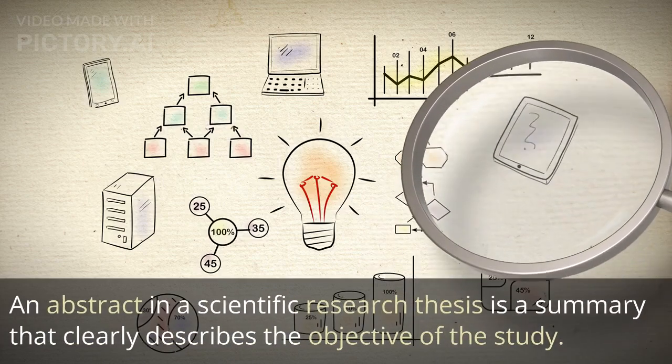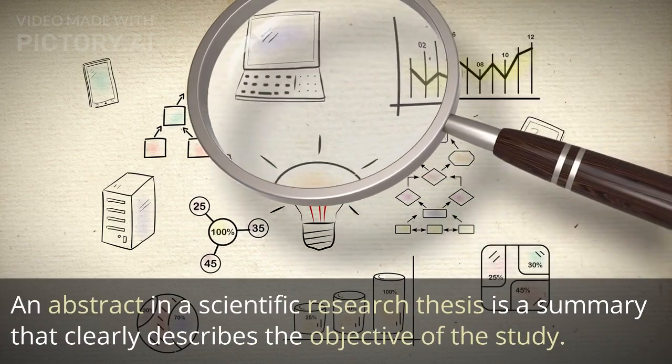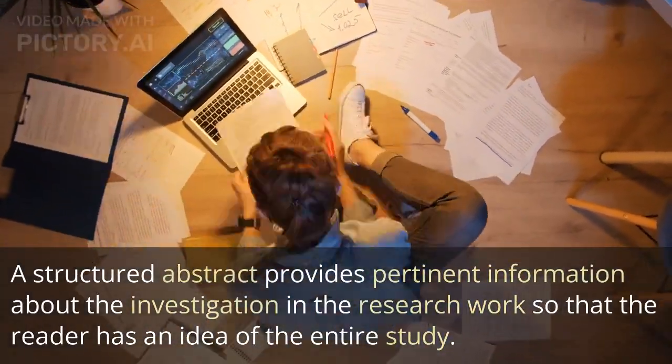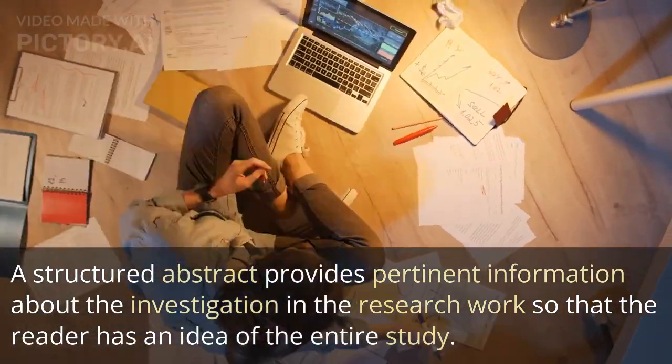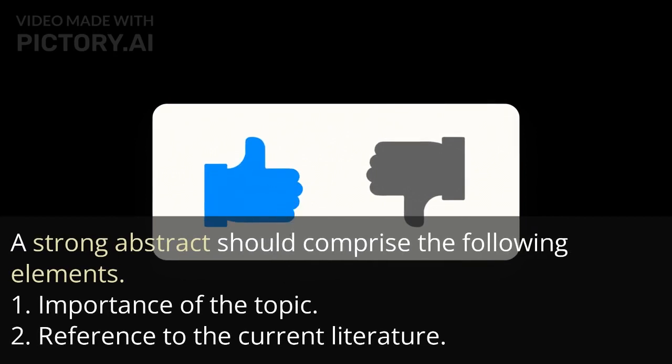An abstract in a scientific research thesis is a summary that clearly describes the objective of the study. A structured abstract provides pertinent information about the investigation and the research work so that the reader has an idea of the entire study. A strong abstract should comprise the following elements.